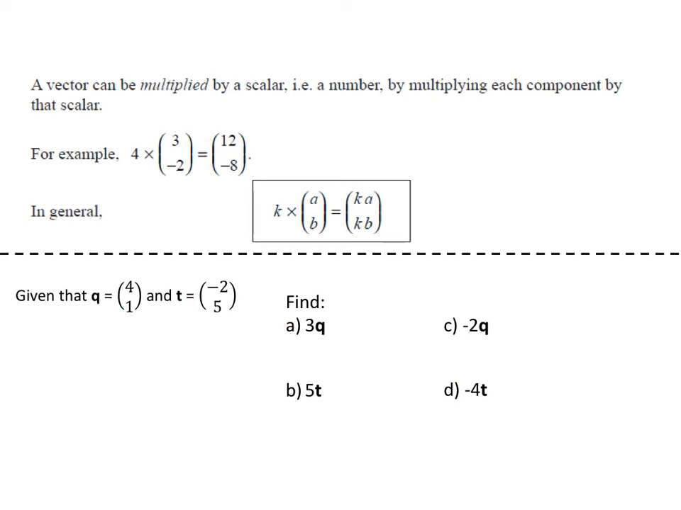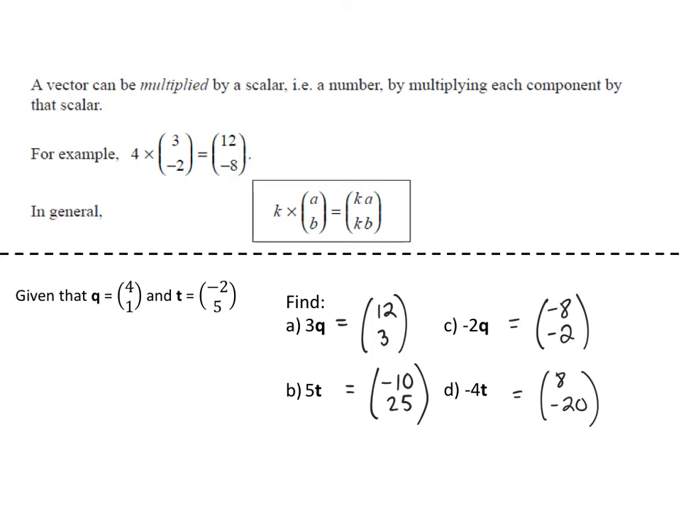Okay, so again, this is a more formal way of saying it. There is an example here of 4 times the vector 3, minus 2. So we did 4 times 3 is 12, and 4 times minus 2 is minus 8. And generally, you could say that whatever you multiply it by, so if you had the vector a, b and you multiplied it by k, the horizontal movement would be ka, and the vertical movement would be kb here. So I'd like you to pause the video now and have a go at these 4 questions here.